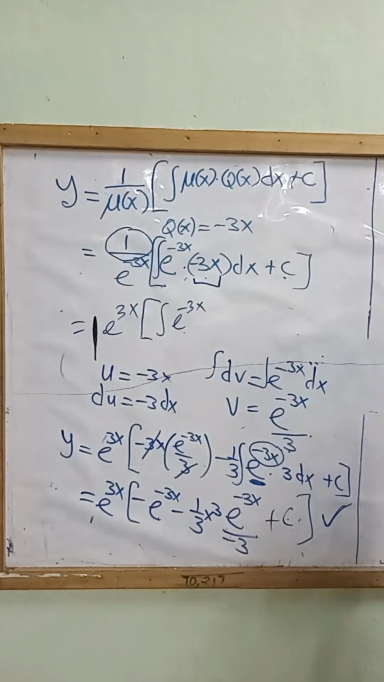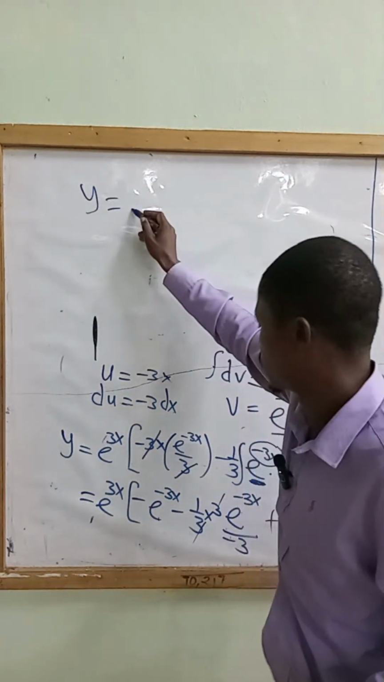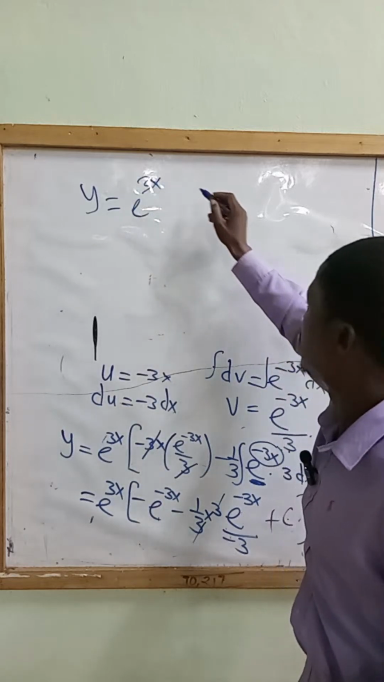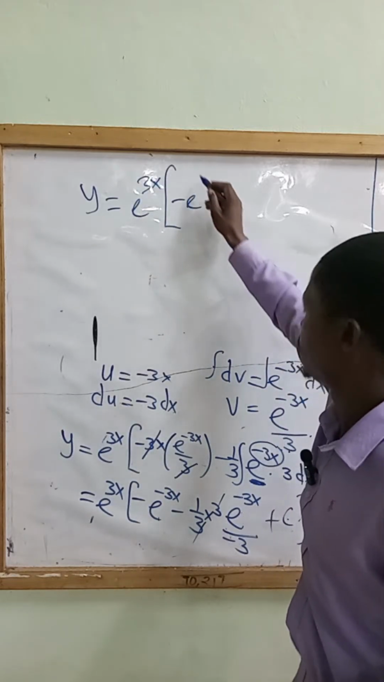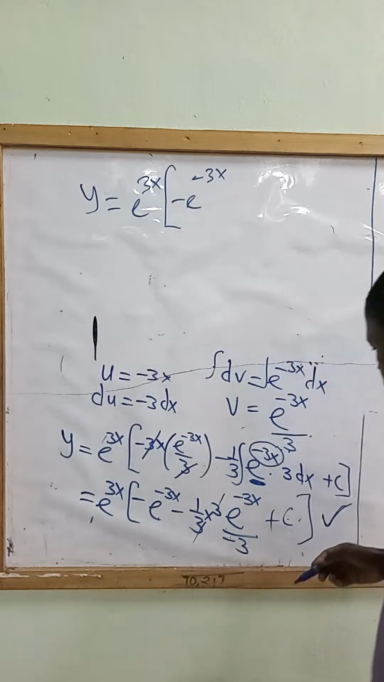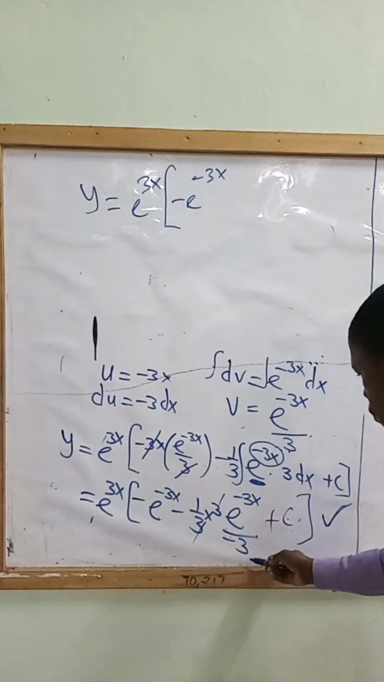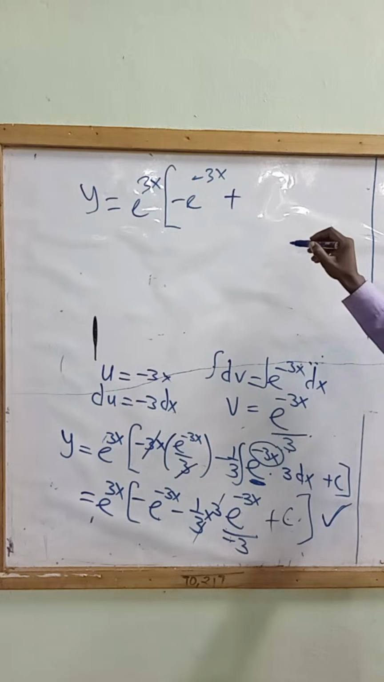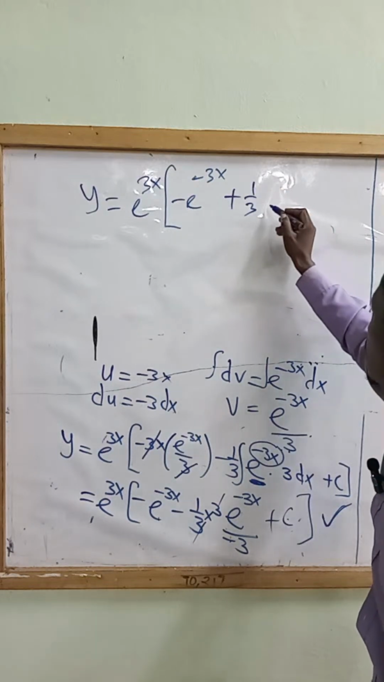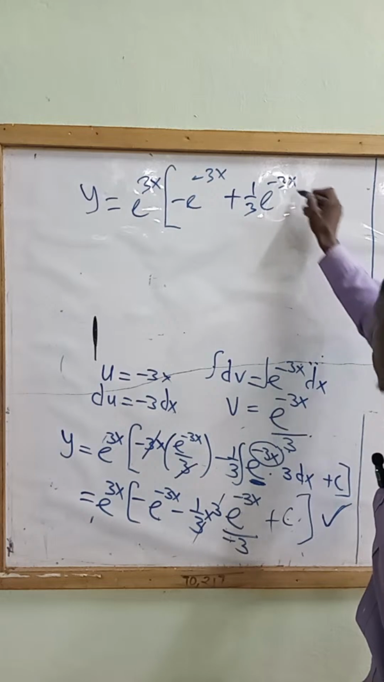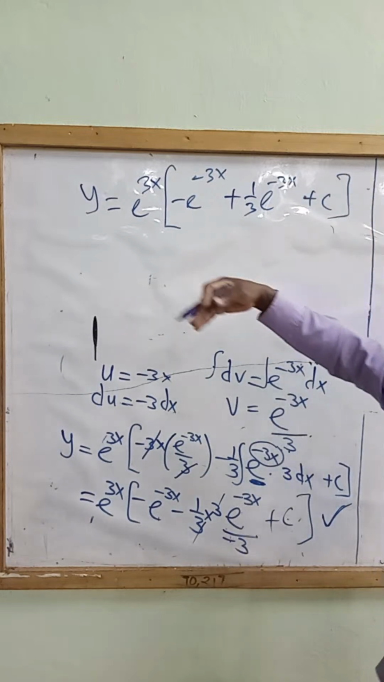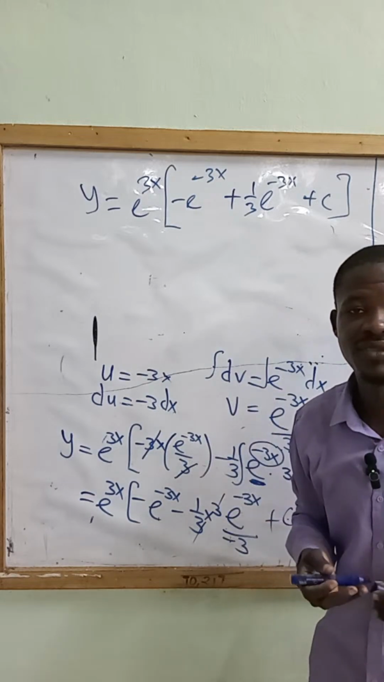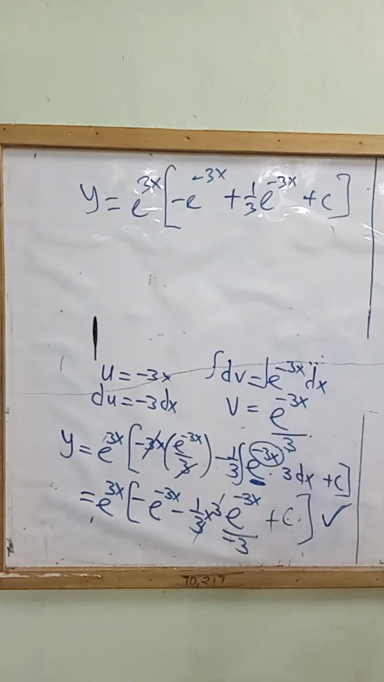General solution is y equal to what? e to the power 3x times minus this. Then we have what? Minus becoming plus. Then we have 1 over 3 e to the power minus 3x and then plus c. So if you like, you can open the brackets. So that's that on this particular question.